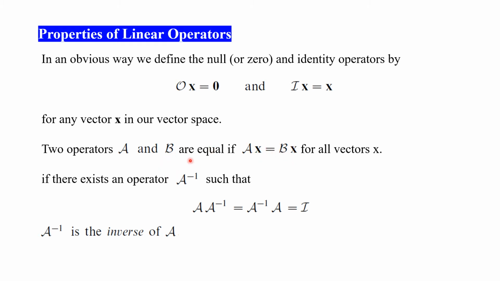If there exists an operator given by the symbol here, such that your A times the inverse of A, or your A inverse times A, is equal to the identity operator. Here again, your A^-1 is the inverse of A. So what happens here is that if you multiply your operator A with the inverse of A, you get the identity matrix.